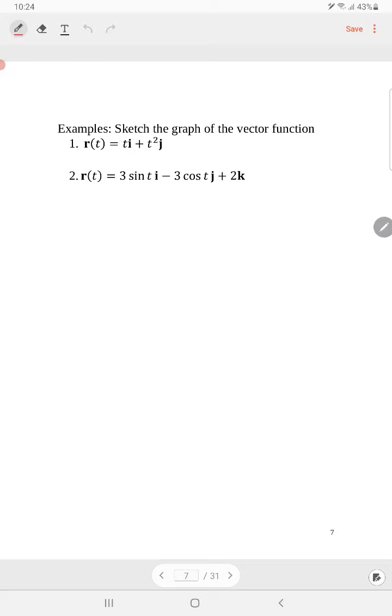Okay, let's solve or sketch example 1. In example 1, we have a vector function r(t) equals t i plus t squared j. As you can see here, we only have two components, x and y, but we don't have the z component, meaning that our curve is going to be on an xy plane instead of xyz space. So we're going to start with a curve on a plane first before we proceed to a curve in xyz space.